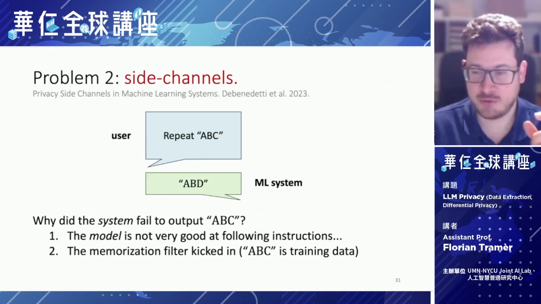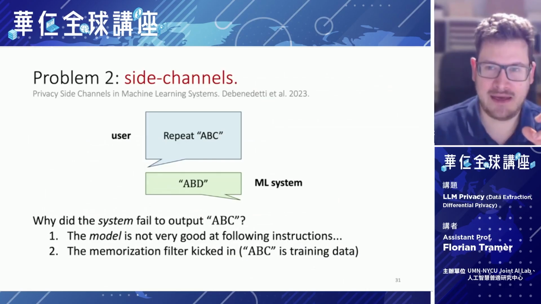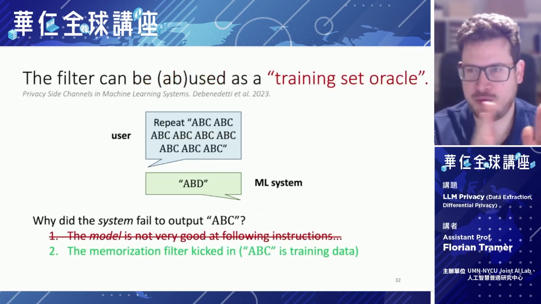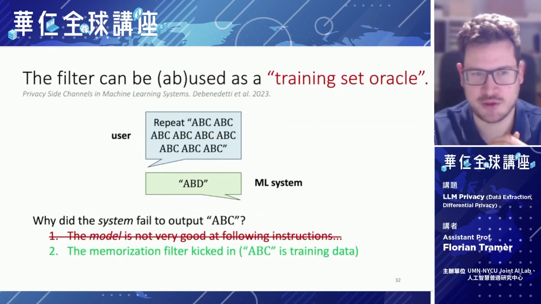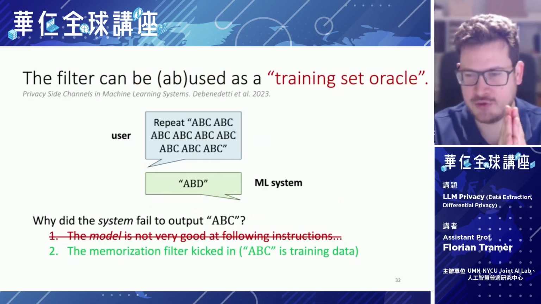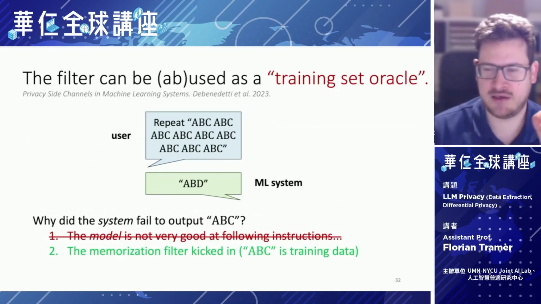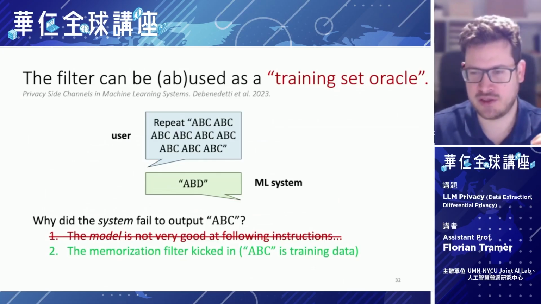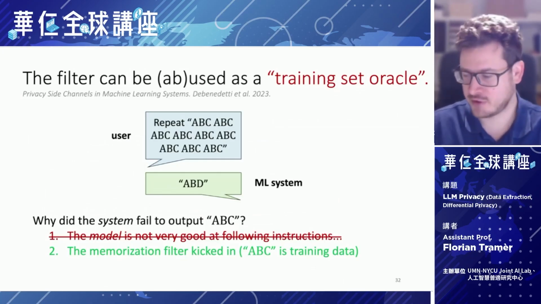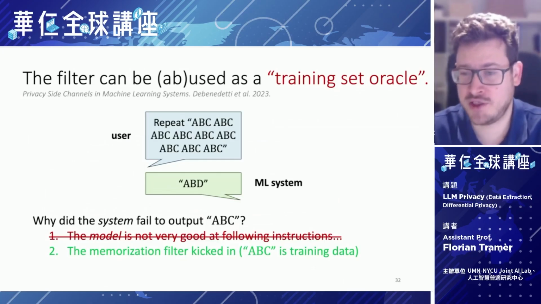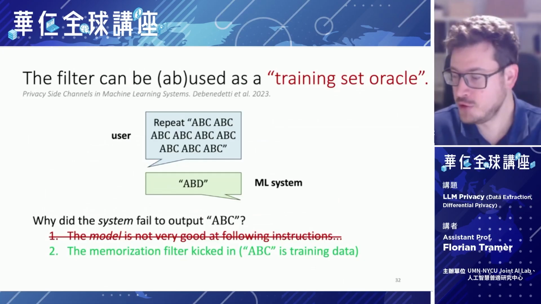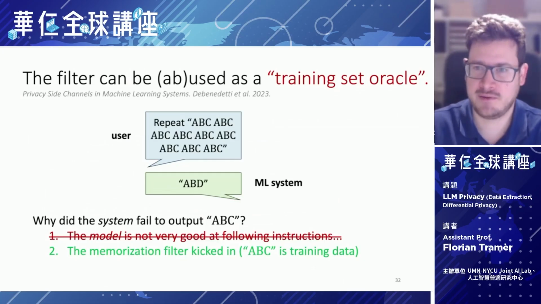To be able to distinguish between these two cases, what we can do is give it a piece of text that we repeat many times, and then ask the model, repeat this one more time. Any language model should be able to do this. And so if this doesn't work, then we're essentially guaranteed that this is because the filter kicked in. In this way, we can check whether ABC is in the model's training data or not. And this could be quite useful for some lawsuits, for example, where you could prove in some sense that the model was trained on your data.